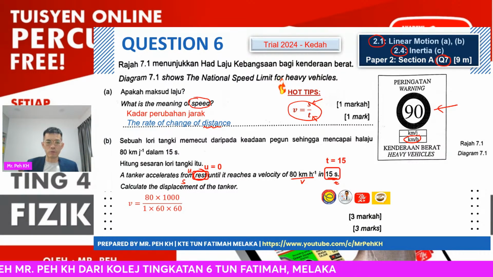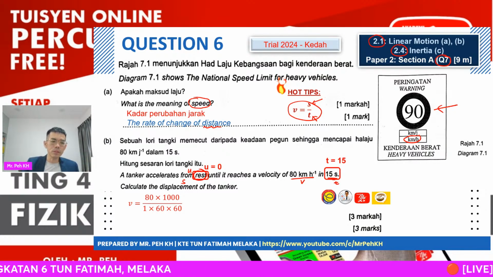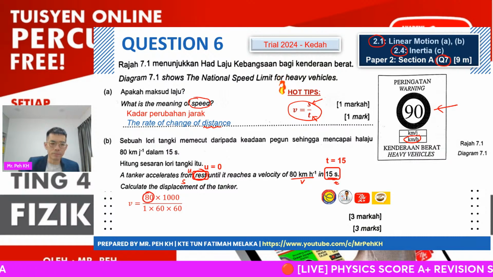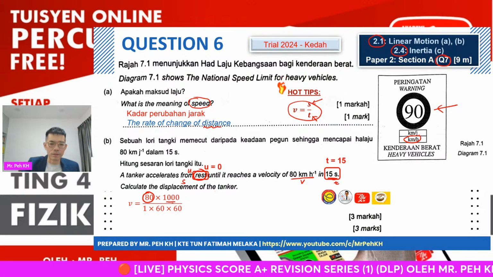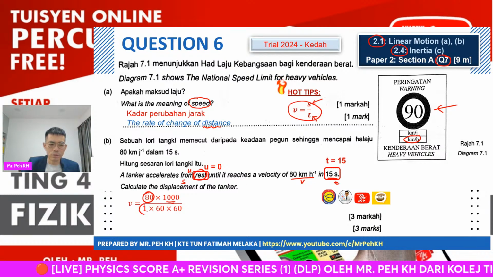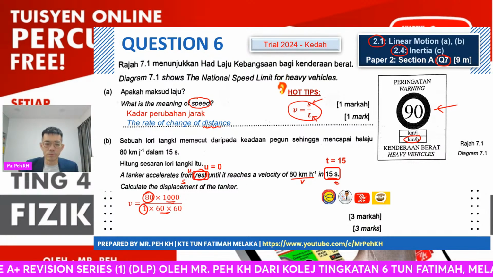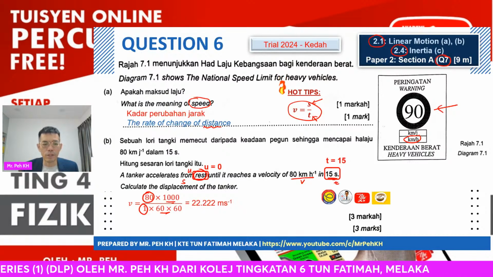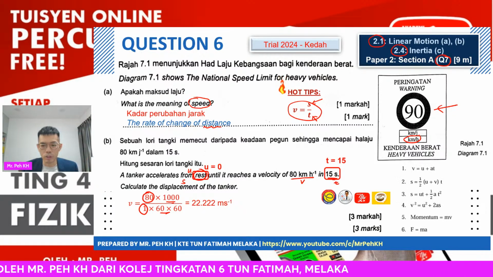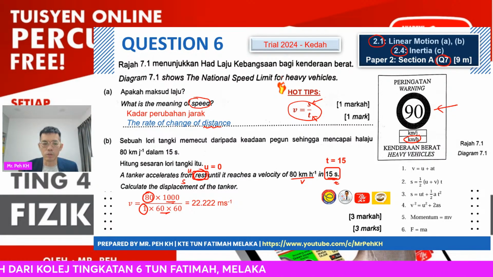First you have to change your V to SI unit. So 80 km, km changes to meter, times 1000. 1 hour changes to second, you have to times 3600. So you'll get your V in meter per second. This will be the first mark.